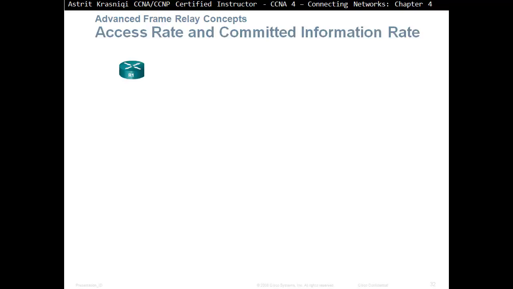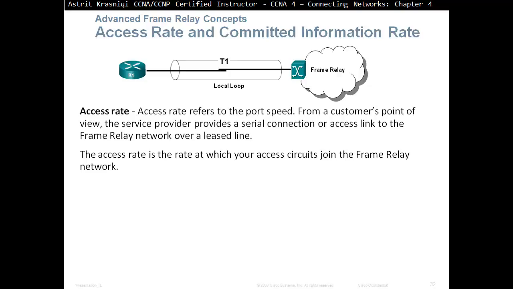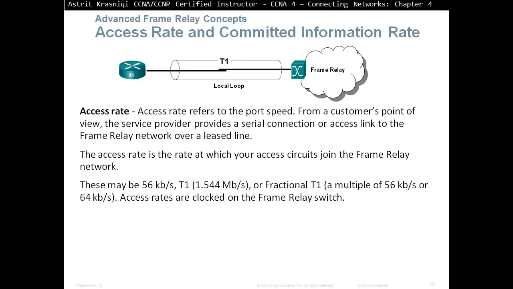Advanced frame relay concepts. Here we have something called access rate and committed information rate. Access rate refers to the port speed. From the customer's point of view, the service provider provides a serial connection, or access link, to the frame relay network over a leased line. The access rate is the rate at which your access circuit joins a frame relay network. This may be 56 kilobits per second, T1, which is 1.544 megabits per second, or fractional T1s, a multiple of 56 or 64 kilobits per second. Access rates are clocked at the frame relay switch. It is not possible to send data at higher than the access rate.